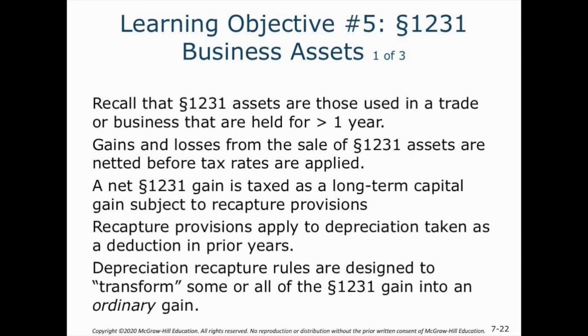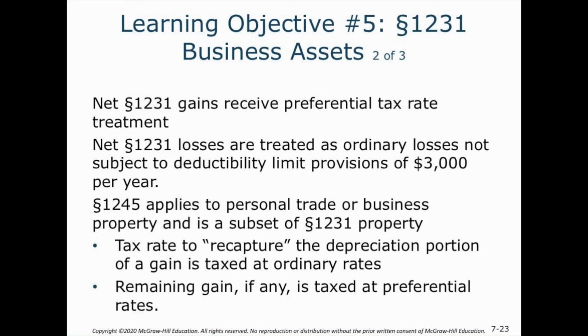Now, the Section 1231 gain is taxed at a long-term capital gain, but is subject to recapture provisions based on the depreciation taken, and we're going to take a look at that as well. So, the net 1231 gains are going to receive that preferential tax rate treatment of a capital asset. The losses, though, unlike the 1221 losses, which are limited to $3,000 per year for applicability towards ordinary income, Section 1231 losses are going to be unlimited.